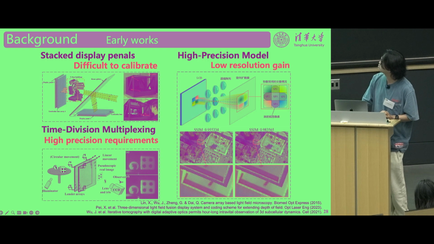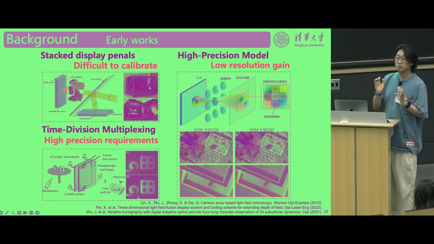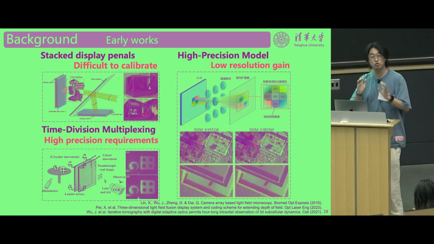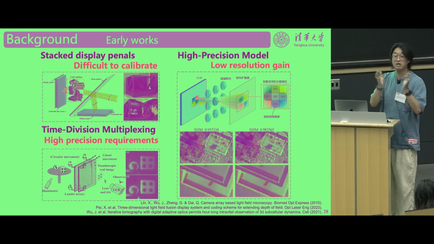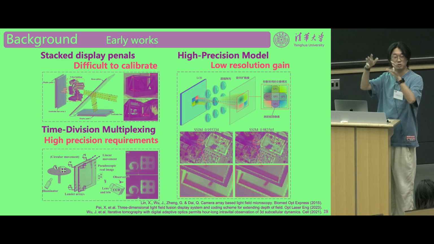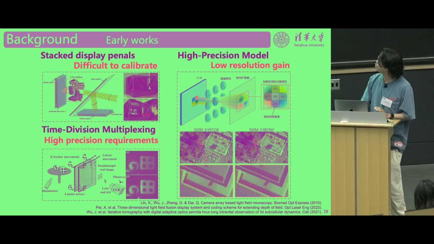This is all our group's previous work, and there was always a bandwidth limitation. When we push resolution, we lose temporal resolution, and when we push more angular information, we lose spatial resolution. So temporal, spatial, and angular resolution always have to be compromised against each other. We think one of the limitations in this field is the lack of a high space-bandwidth product.